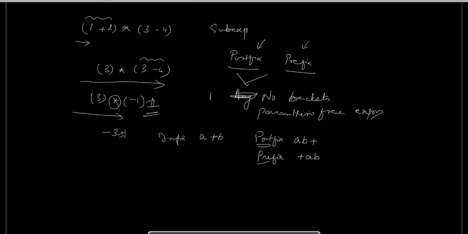So the name itself helps you understand what the expression is all about. In the case of postfix, the operator comes after the operands, and in the case of prefix, the operator appears before the operands, right? So here it is pre. It is appearing before the operands. So operands A, B are coming after this plus.